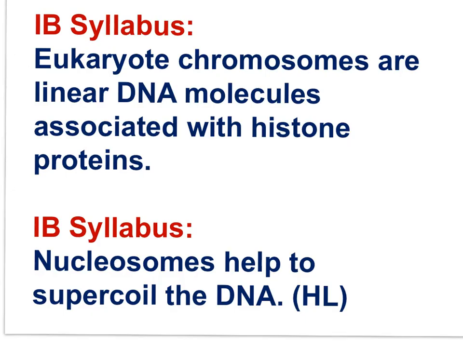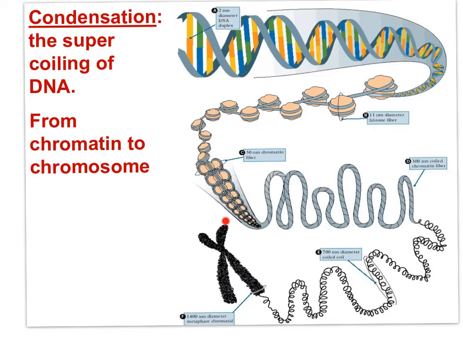Now there are two IB syllabus statements that can be mentioned here. Eukaryotic chromosomes are linear DNA molecules associated with histone proteins. Nucleosomes help to supercoil the DNA. Chromosomes are composed of DNA and histone protein. Recall that in prophase, the chromatin condenses into chromosomes. Condensation is often called supercoiling.